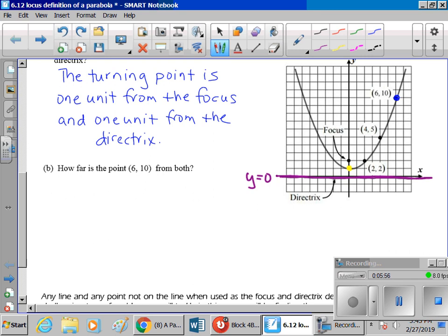To find out how far it is from the directrix is pretty easy because it's a straight line straight down to it. And because the y-axis is our directrix, we know that our units is going to be 10. Now, if our directrix was below the y-axis, we'd have to add a couple, and if it was above it, we'd have to subtract a couple. I'm going to look at a couple of examples like that a little bit later in the lesson. So we can basically say, okay, (6, 10) is 10 units from the directrix.